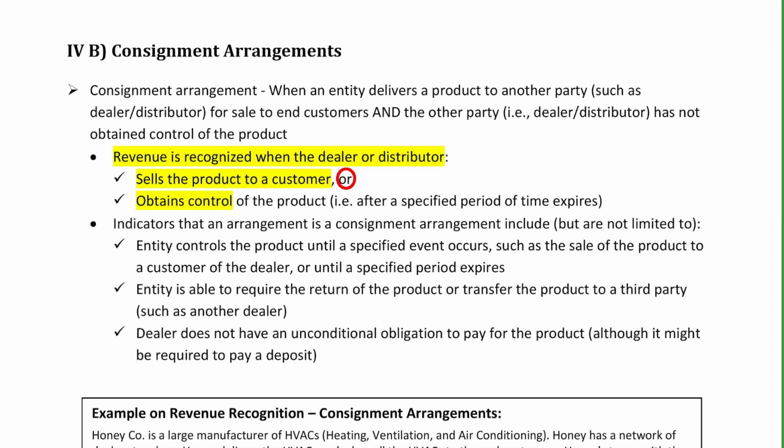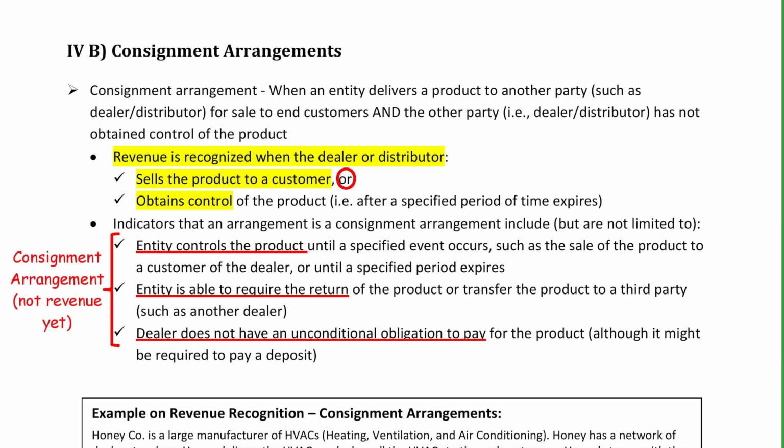Now, indicators that an arrangement is a consignment arrangement include that the underlying entity controls the product and not the dealer or distributor. The underlying entity is able to require the return of the product from the dealer or distributor. The dealer or the distributor does not have an unconditional obligation to pay. And you can put a bracket around these indicators and write consignment arrangement, which means that it's not revenue yet.